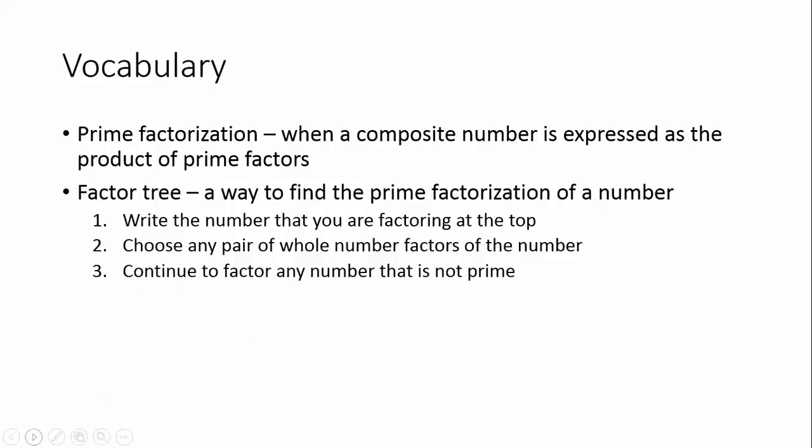Two more vocabulary terms. Prime factorization. This is when a composite number is expressed as the product of prime factors, and we use a factor tree to find the prime factorization of a number. When we make a factor tree, and please write these steps down, you write the number that you're factoring at the top, and then you choose any pair of whole number factors for that number. You don't always have to start at the same place, but in the end, everyone should end up with the same answer if you've done it correctly. When you work on a factor tree, you continue to factor any number that's not prime. Once you get to a prime number on a factor tree, you can stop.